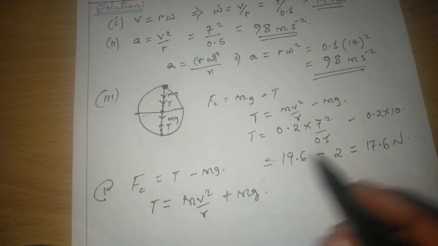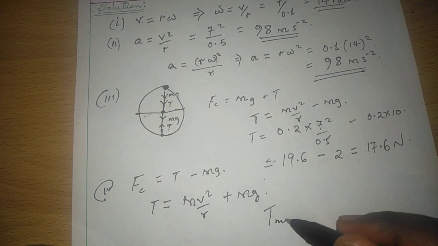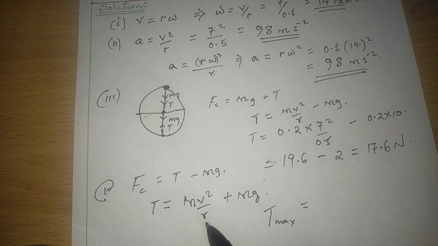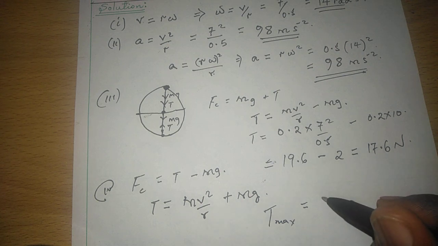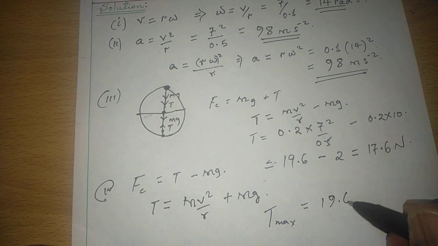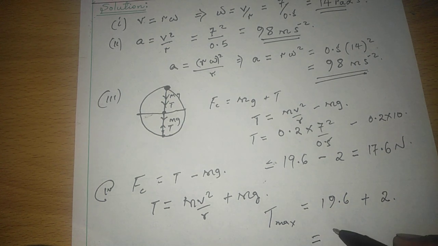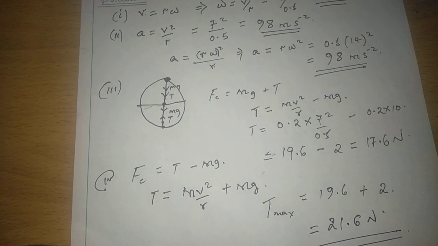Therefore, tension maximum is going to be gotten by mv squared over r, which has already been calculated as 19.6, but now we add 2, and this is going to take us to 21.6 Newton. This one is the maximum tension which is acting on the string.